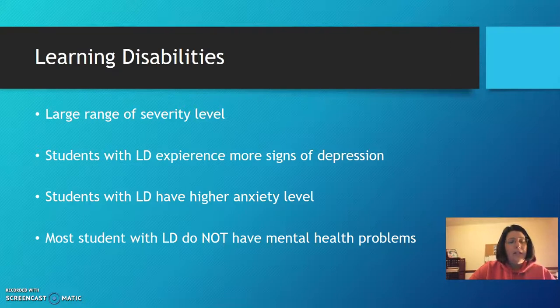Students with learning disabilities do experience more signs of depression. Students with learning disabilities have a higher anxiety level. But I think most importantly, most students with learning disabilities do not have mental health problems. And that is very important to remember, even when you hear that students with learning disabilities have more signs of depression and anxiety levels, most students do not have mental health problems.